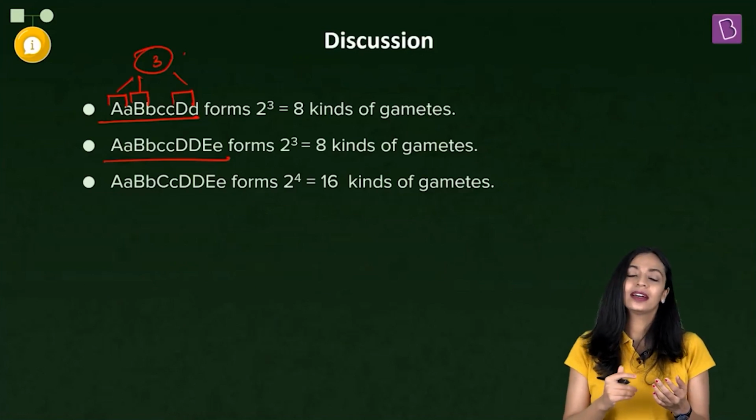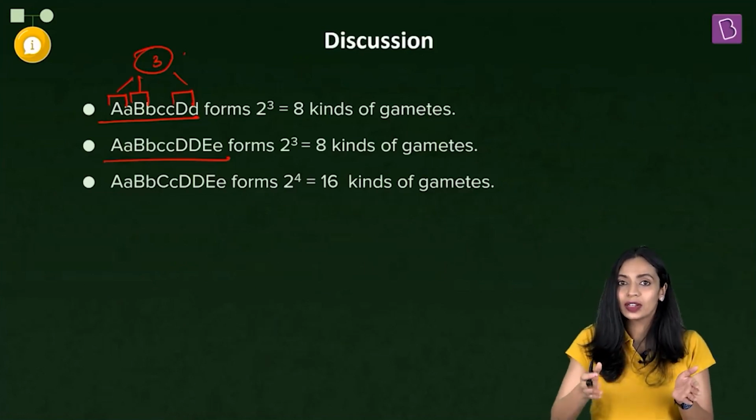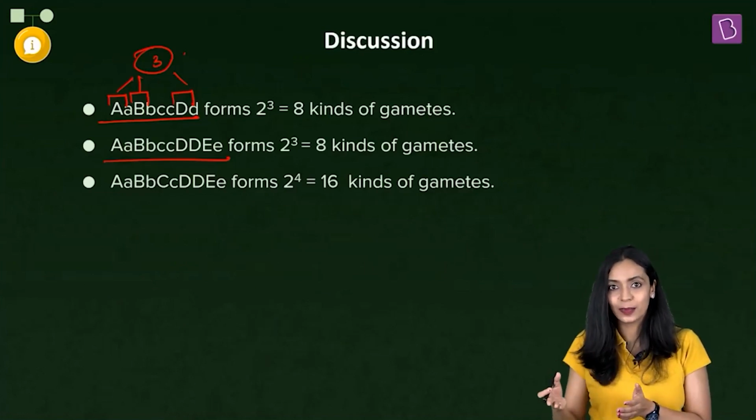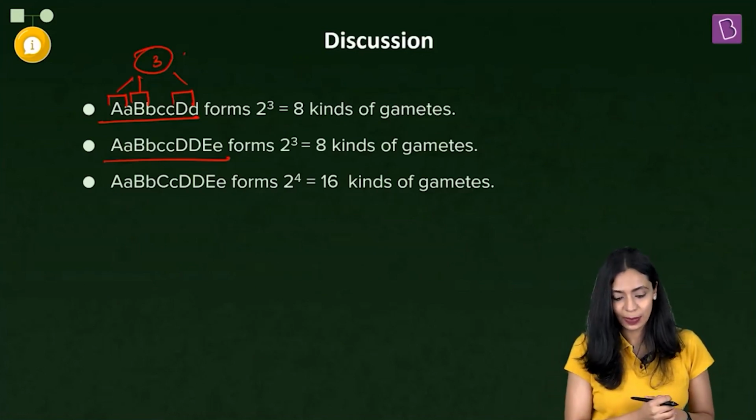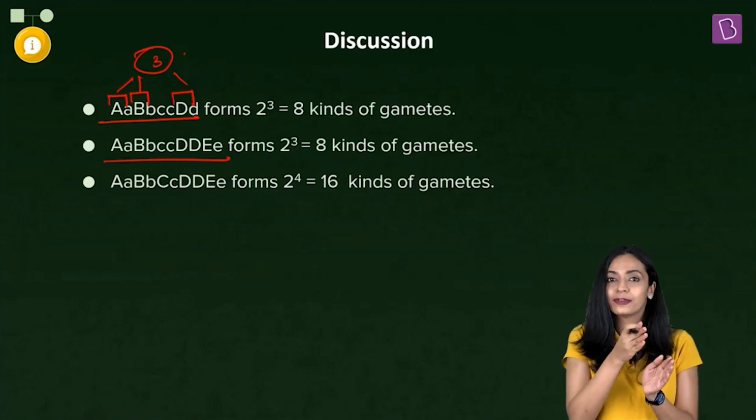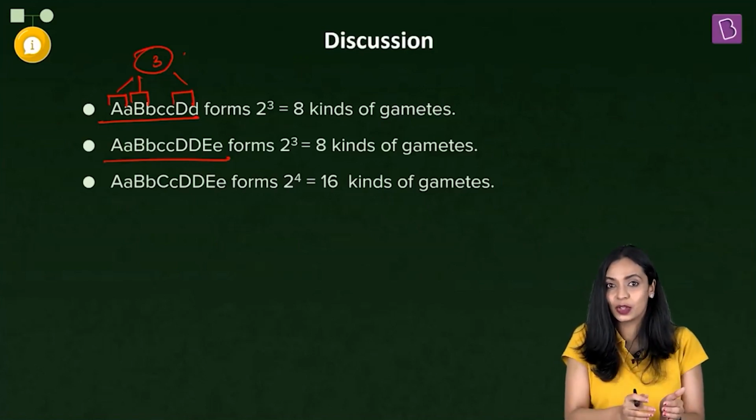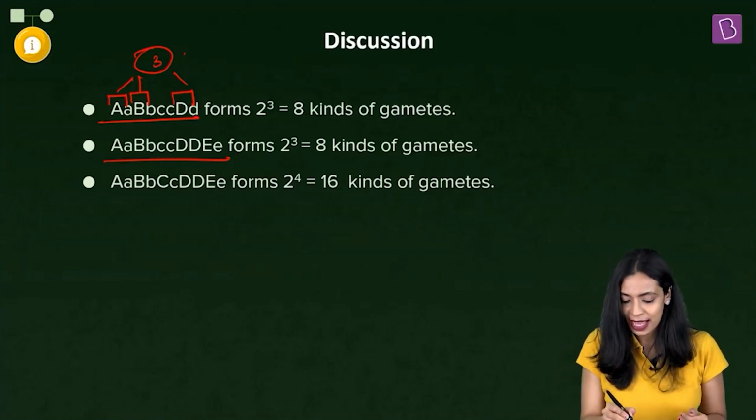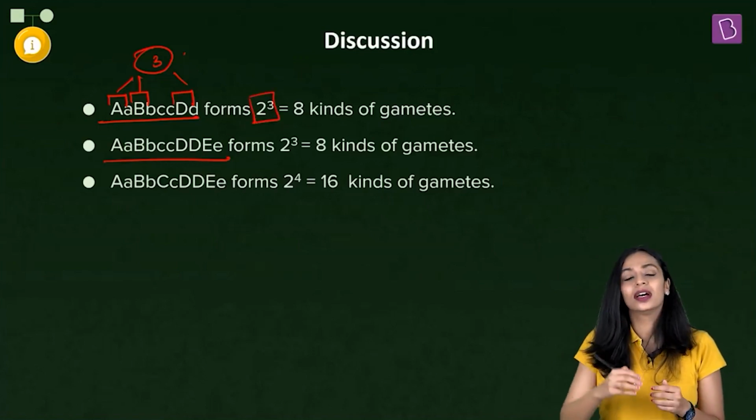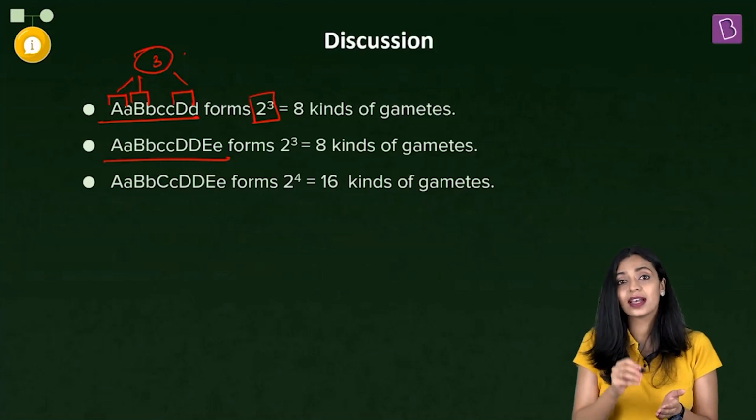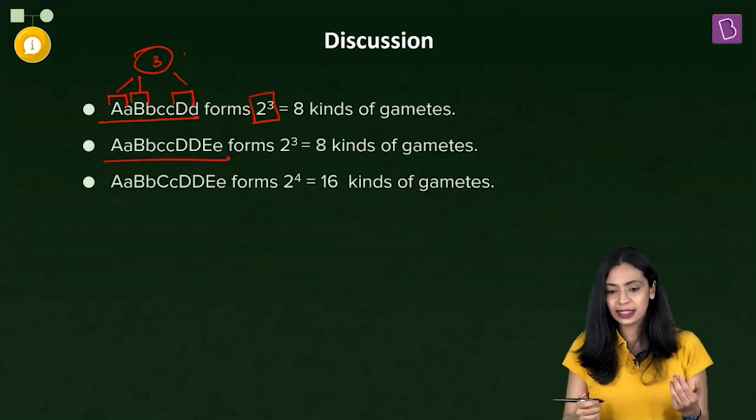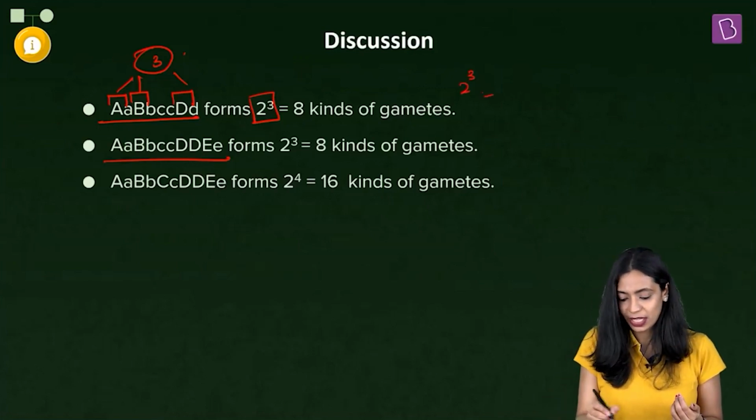So you don't really look into how long the genotype is or how many letters are present in it. That does not matter. All we're looking at is how many heterozygous genes are present. Now, despite having a fewer number of alphabets in the genotype compared to option C, this can produce an even higher number of types of gametes. So here, since the number of heterozygous genes is 3, 2 power 3 will be equal to 8.